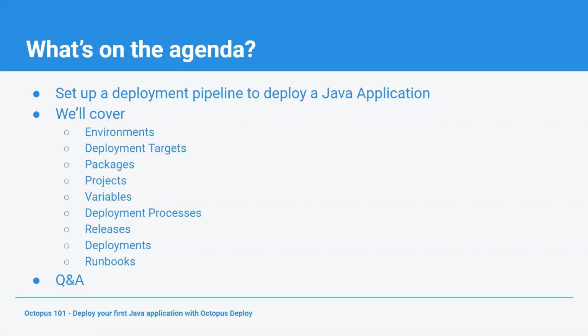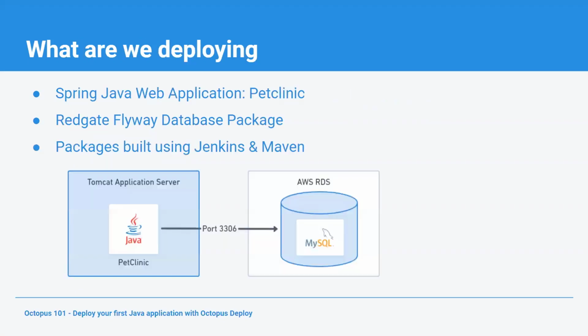Hopefully I can answer your questions. So what will we actually be deploying? We'll be deploying a Spring Java web application, a sample application called Pet Clinic. There are two packages, so there are two elements of this application that we need to deploy. We need to deploy the web front end, and we also need to deploy a database migrations package that's provided to us from Redgate. It's called Flyway.